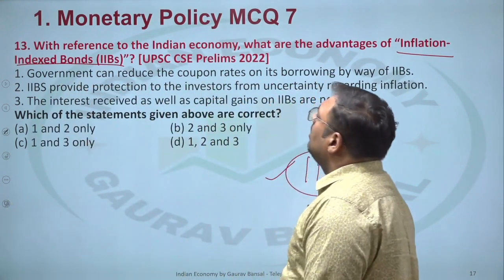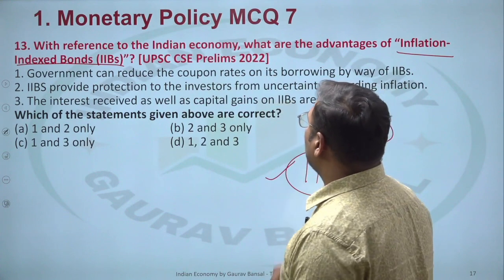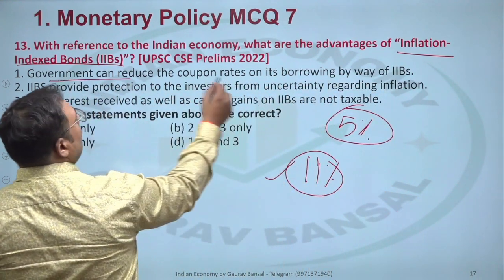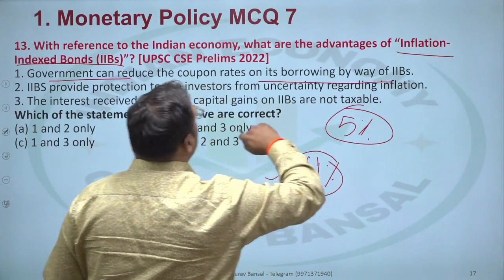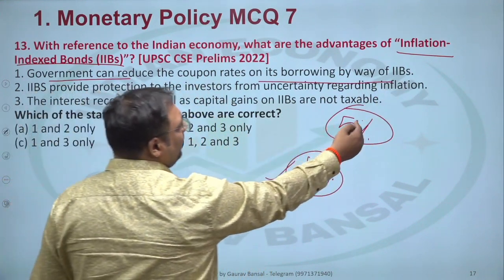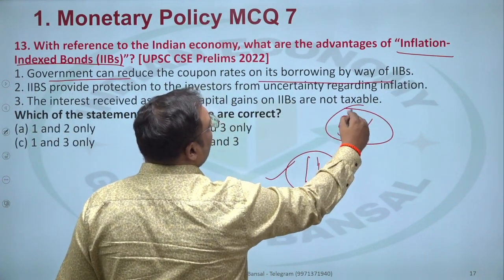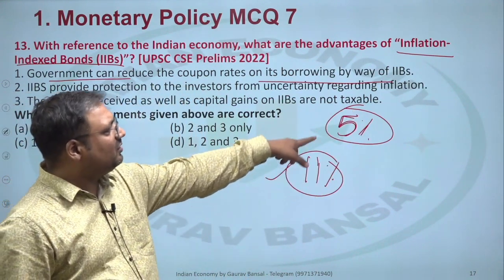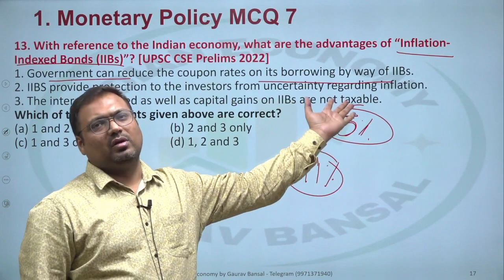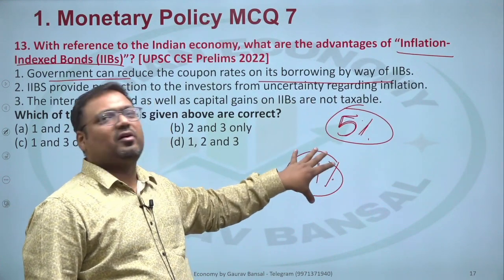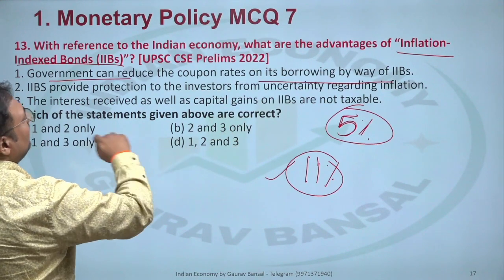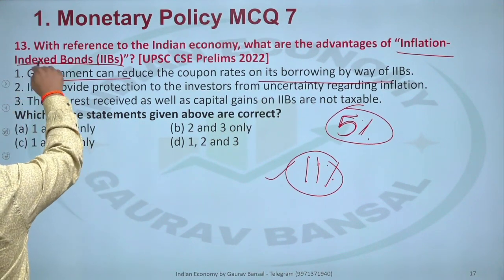Now, regarding this, let us look at the statements. Government can reduce the coupon rate on its borrowing by way of IIB. That is correct. Coupon rate is the rate which government offers as a fixed rate on the bond. If government is giving inflation indexing, this rate can already be lower, because this bond is already attractive because of inflation indexing. Compared to other bonds, you can offer lesser interest. One is correct.